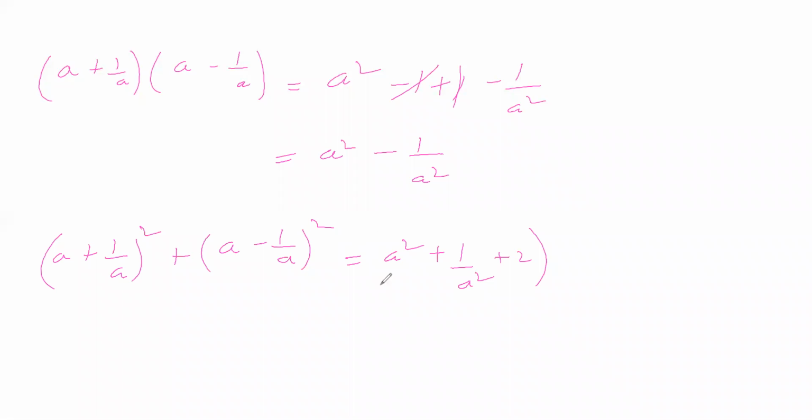We will get this. Next, this plus sign we will write it. This we will square it, a square. Then we will square this one, we will get this one. Then we will multiply these two with the 2, so minus 2.